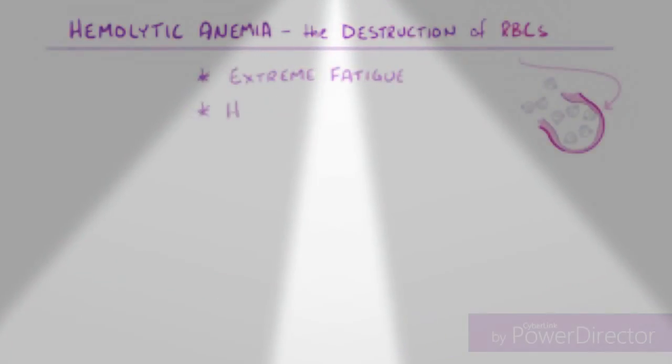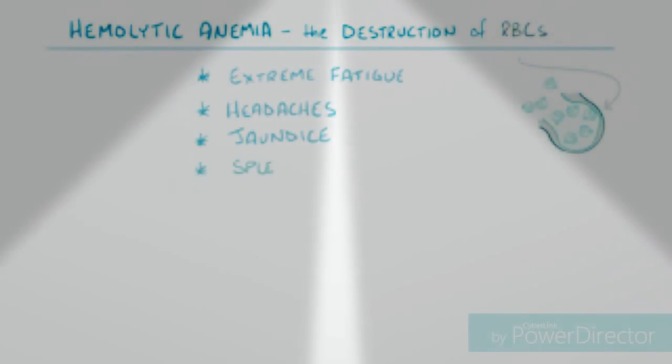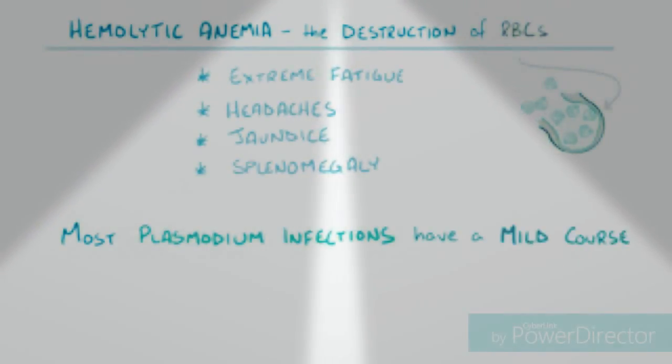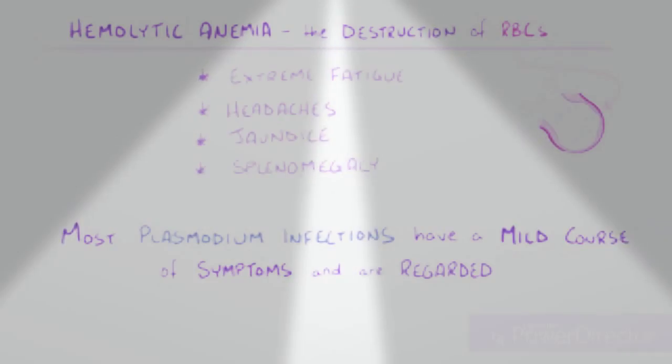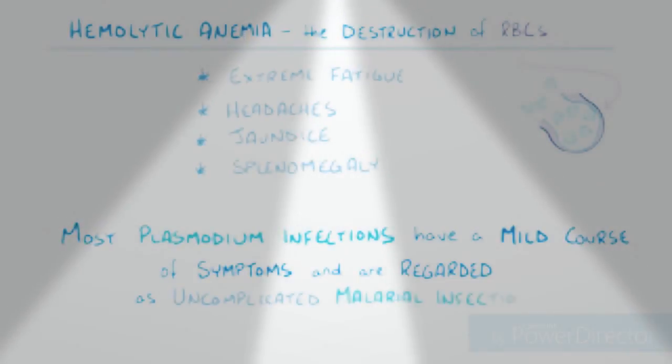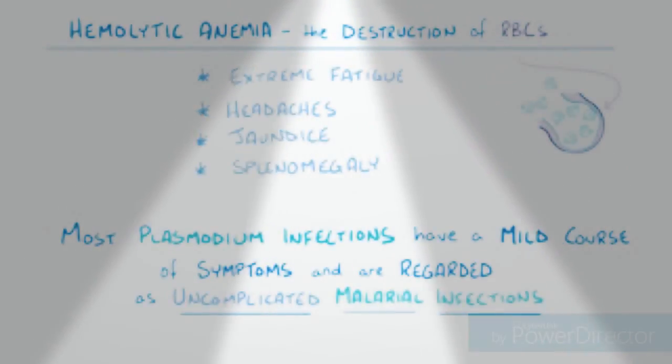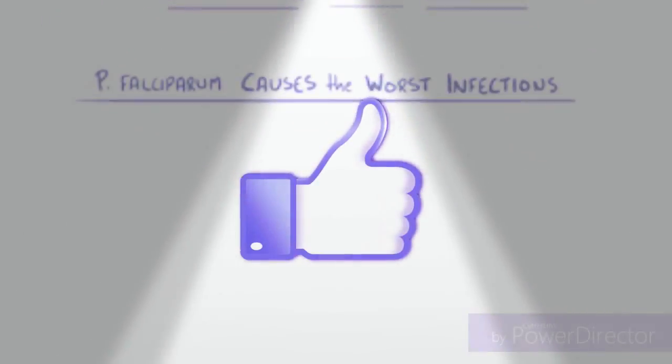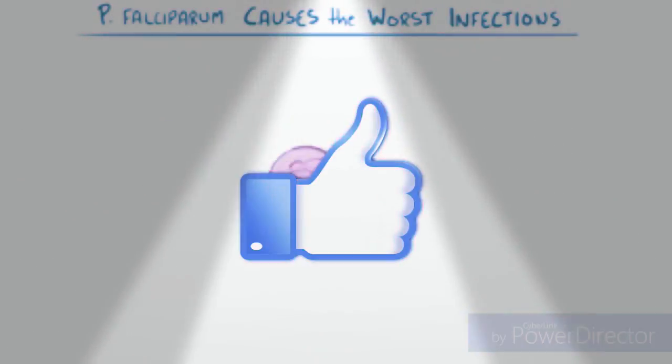In addition to fevers, the hemolytic anemia, which is the destruction of red blood cells, also causes symptoms like extreme fatigue, headaches, jaundice, and splenomegaly. Most Plasmodium infections have a mild course of symptoms, and are generally regarded as uncomplicated malarial infections. Out of all the Plasmodium species, though, Plasmodium falciparum is known for causing the worst infections.